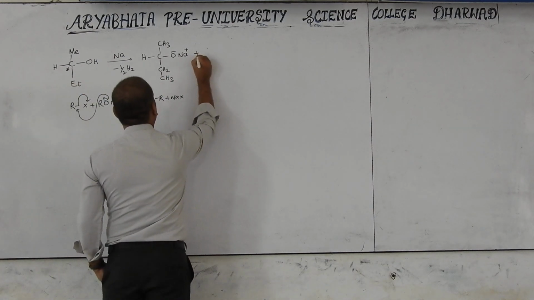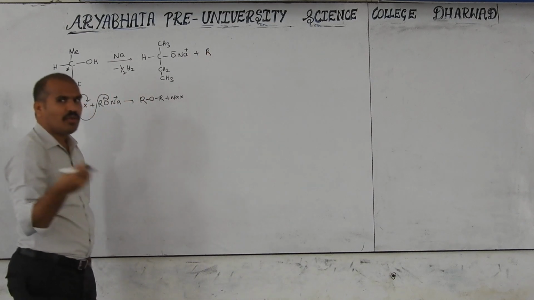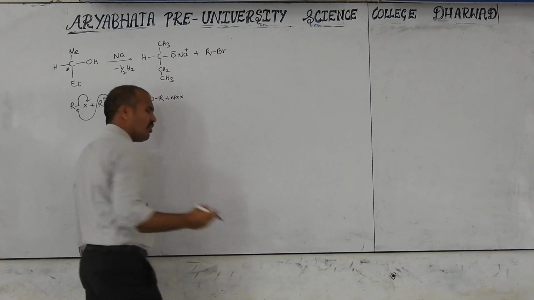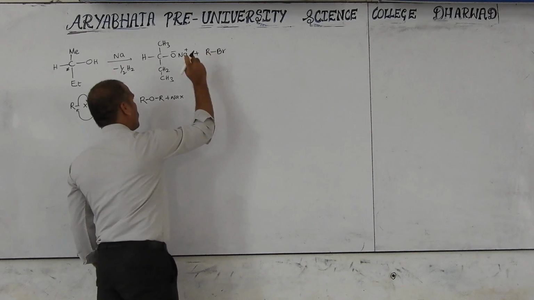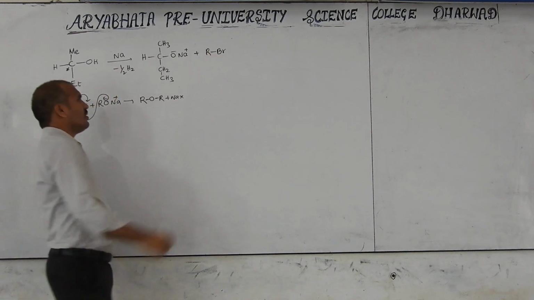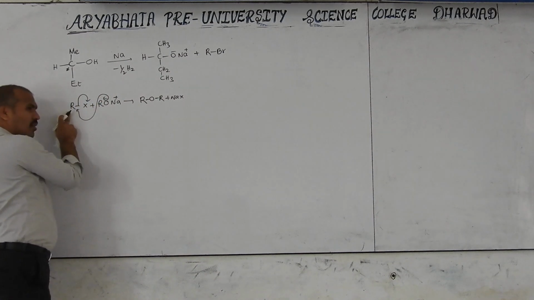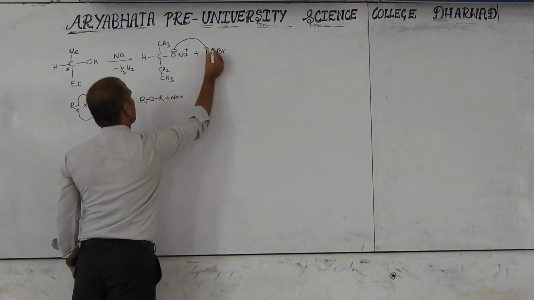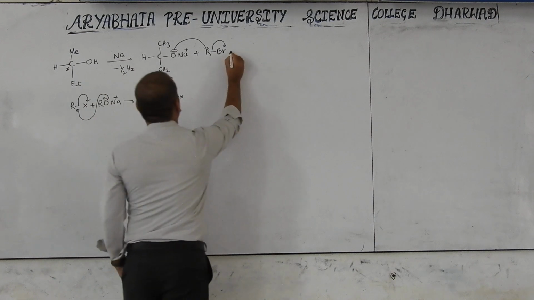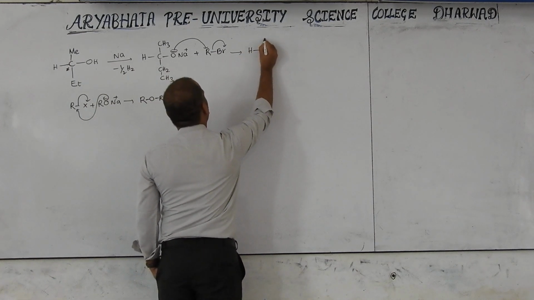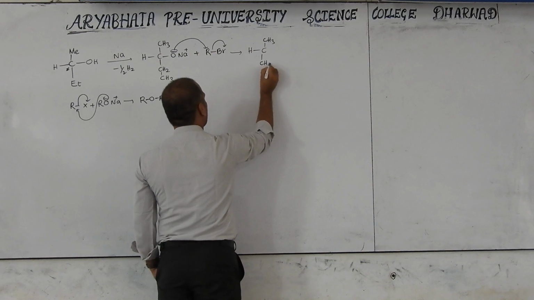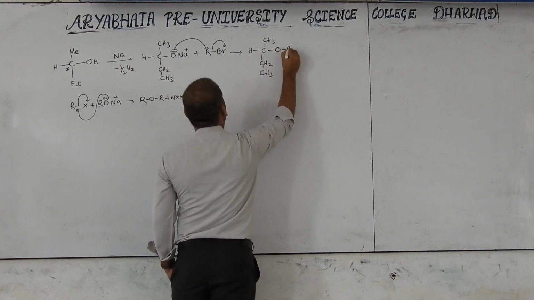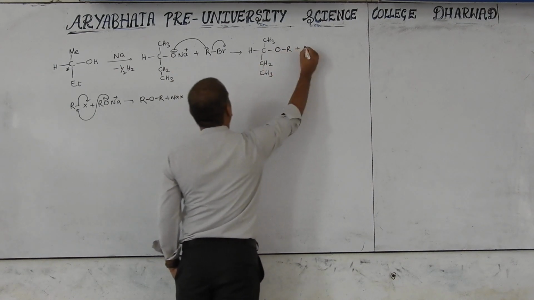Now you can take any one of the alkyl groups. I am not taking a methyl ether, but you can take it, that's your choice. And I can take any X, chloride or bromide, no problem. Now this negative part attacks the R, and X will be eliminated. Then we will get H, CH3, CH2CH3, and this O attacks the R, and Na and Br form NaBr.